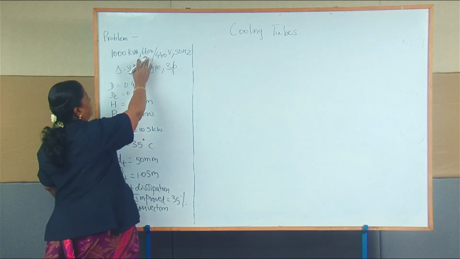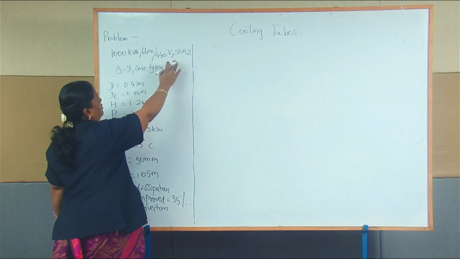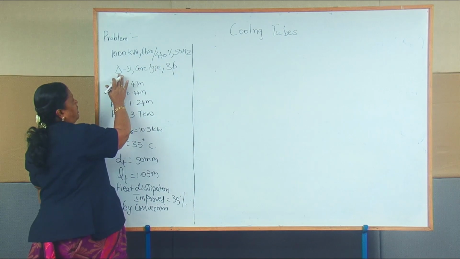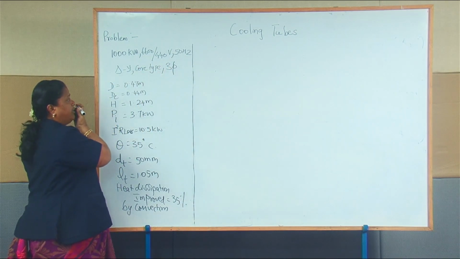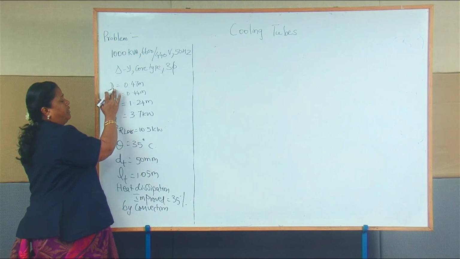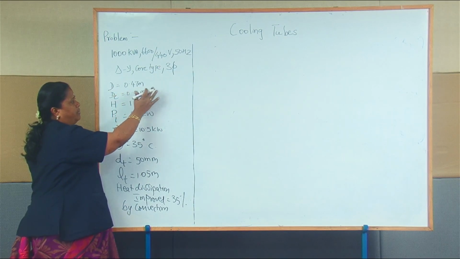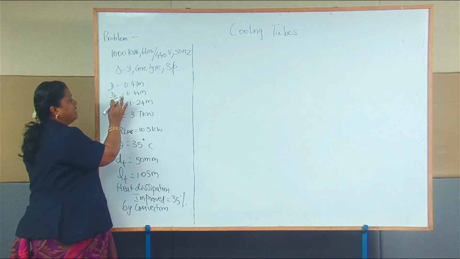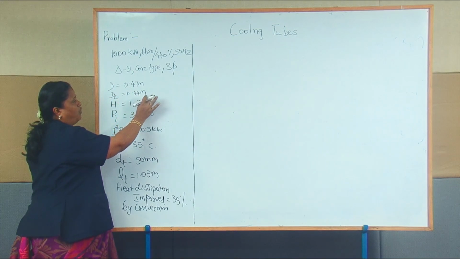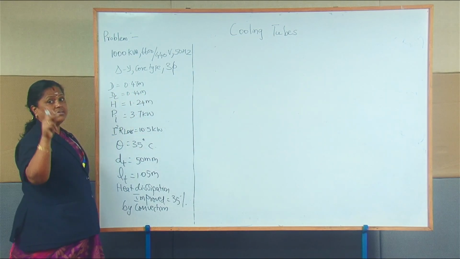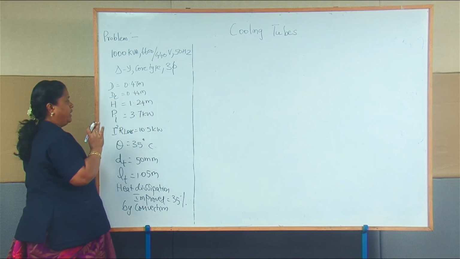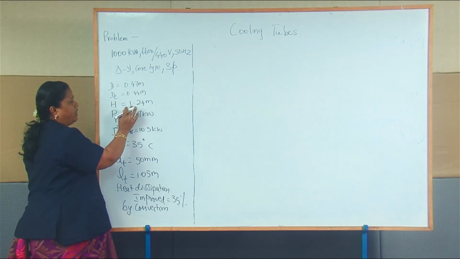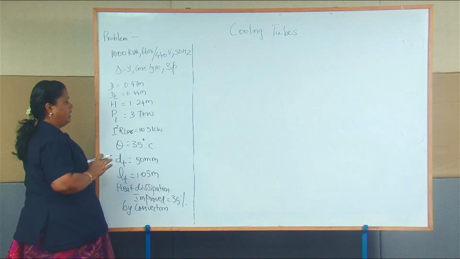1000 kVA, 6600/440 volts, 50 hertz, delta to star connected core type 3-phase transformer, where the distance between adjacent limbs is given as 0.47 meter. External diameter is given as 0.44 meter. The external diameter of the winding, D suffix C, is 0.44 meter. The height of the transformer frame is given as 1.24 meter.